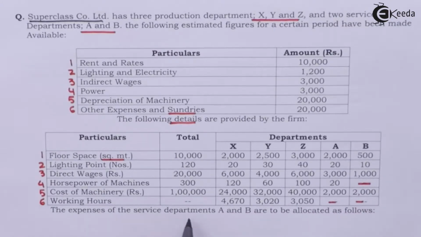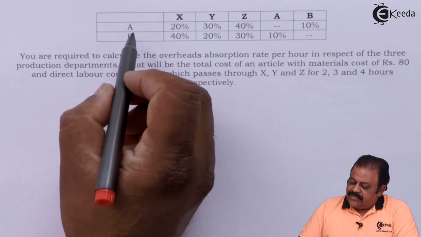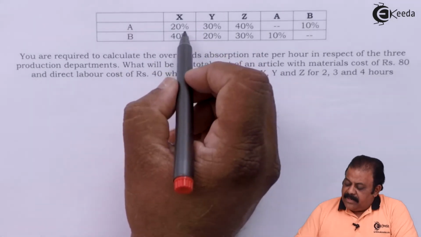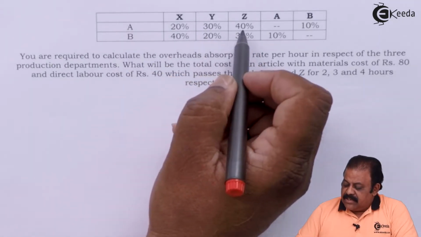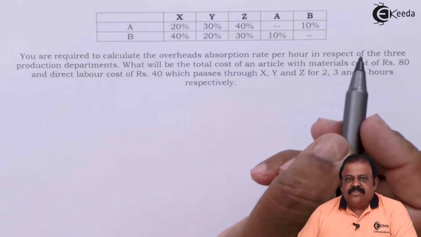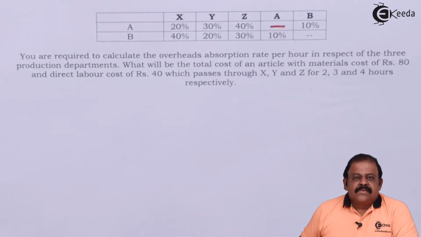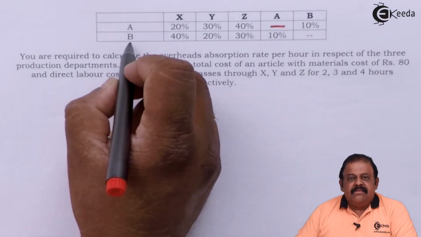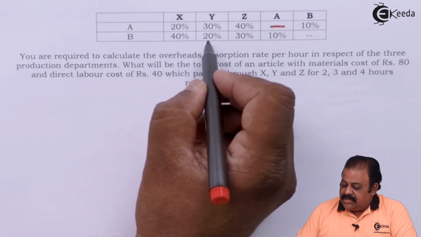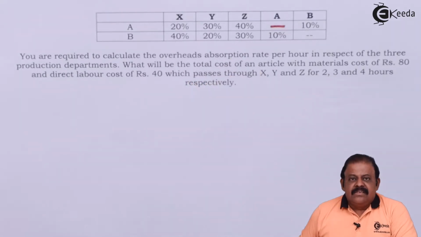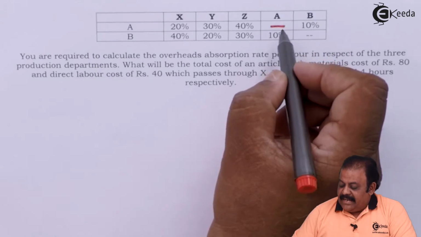The expenses of service departments A and B are to be allocated as follows. This information is relevant for secondary distribution of overheads. Overheads of service department A between departments X, Y, Z, 20%, 30%, 40%, and in case of service department B, it is 10%. Overheads of service department B among X, Y, Z in the ratio of 40%, 20%, 30%, in case of department A, 10%.